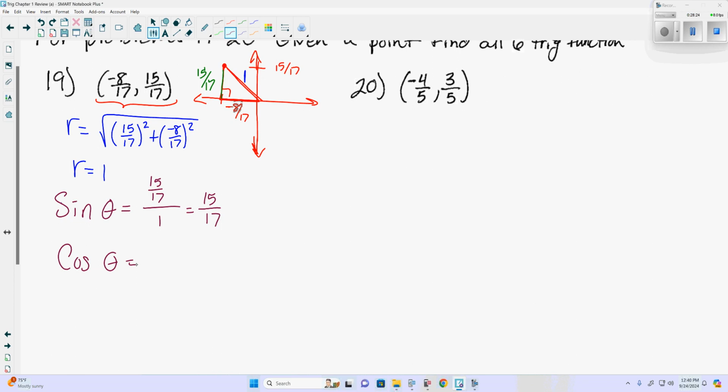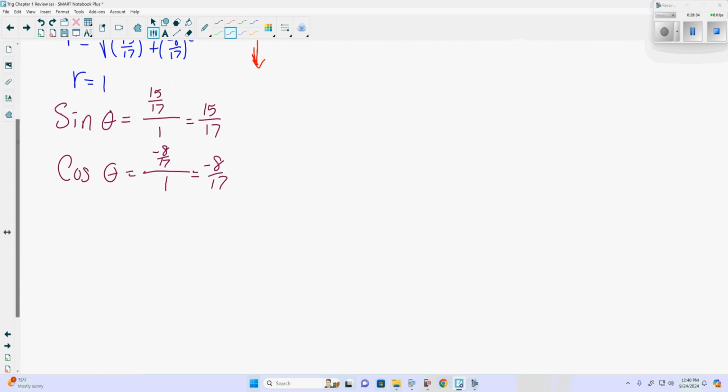Cosine of theta. Adjacent, negative 8/17 over 1. Also, according to the unit circle, the x value of a point was the cosine, the y value is the sine. That's why we get those values straight back.